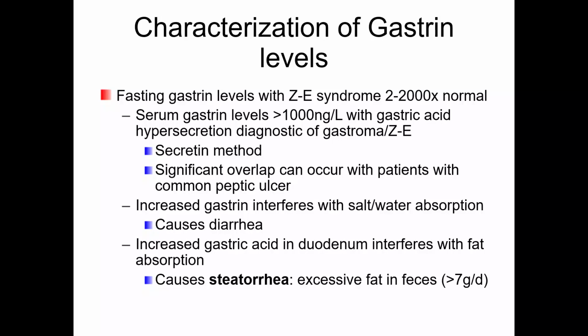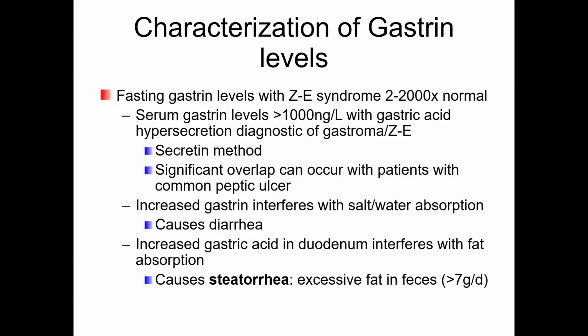Characterization of gastrin levels. Fasting gastrin levels with ZE syndrome are 2 to 2,000 times the normal range. Serum gastrin levels greater than 1,000 nanograms per liter with gastric acid hypersecretion is diagnostic of a gastrinoma or ZE syndrome. There is a secretin method. Significant overlap can occur with patients with common peptic ulcers.